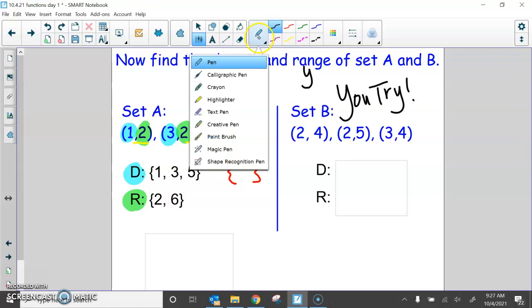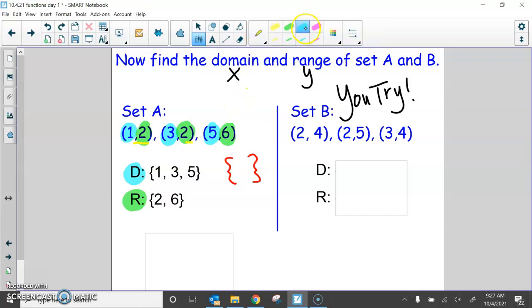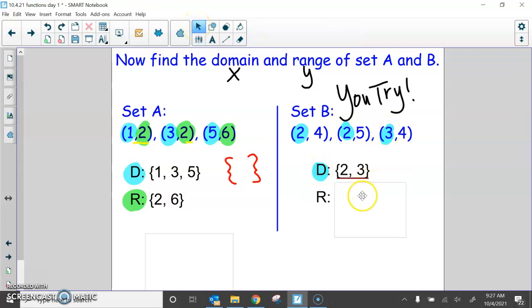Okay, so you should have paused the video by now. For our domain, we're looking at these numbers. So your domain should have been a 2 and a 3. Your range, we're looking at the y values, which is always the second number in our coordinate pairs. So we have a 4, a 5, and a 4. So your range is just 4 and 5. And make sure when you're writing your domain and range, it's smallest number to biggest number.